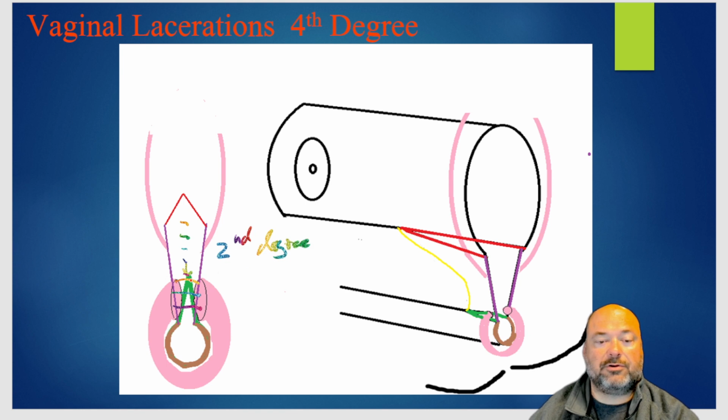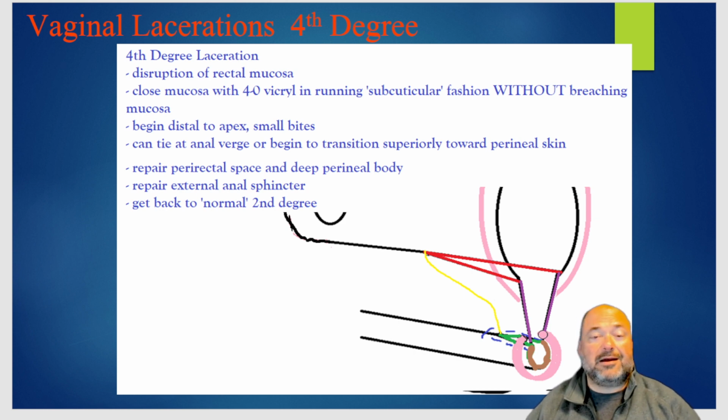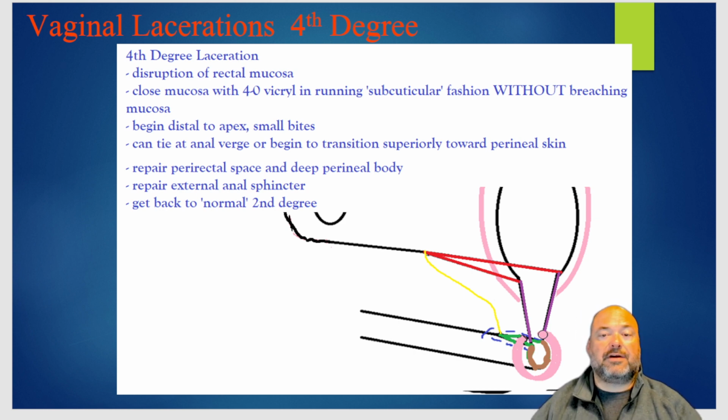So when we close rectal mucosa, sphincter, deep spaces, then we're left with again our second degree vaginal floor perineal body, and of course our poor bulbocavernosus here that needs to be reapproximated. So 4th degree laceration, disruption of the rectal mucosa. I tend to close that with a 4-0 Vicryl in a somewhat subcuticular fashion.